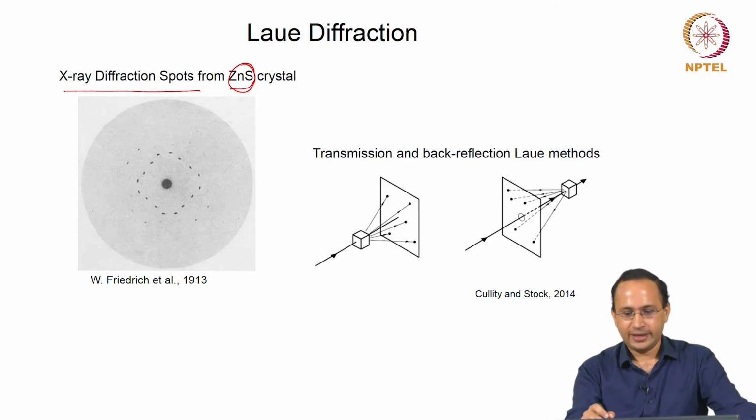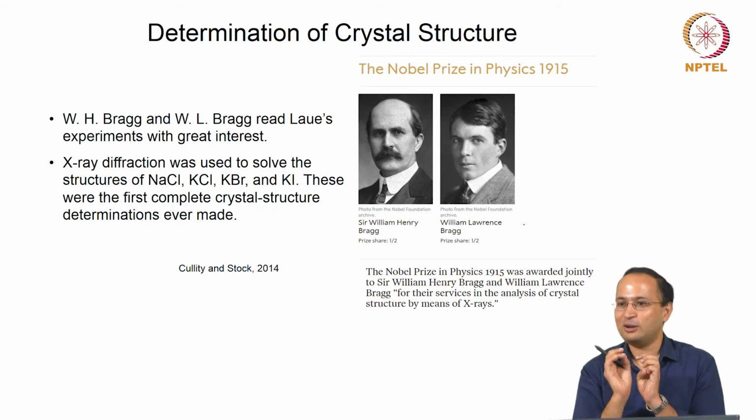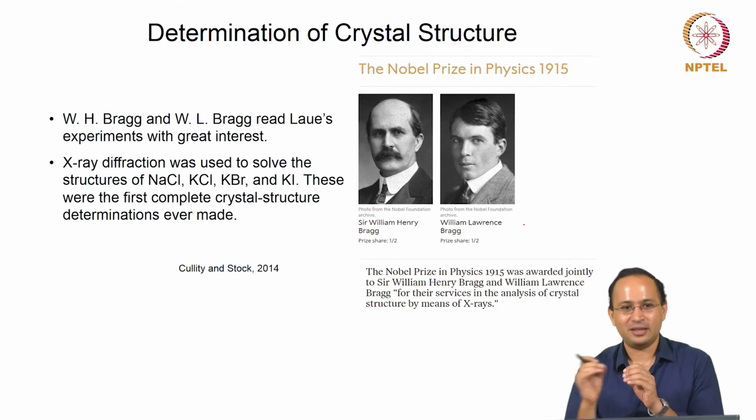Okay. Here are some transmission and back reflection Laue methods. You can see, you put crystals here, you will see these spots. Another way of looking at it is, you let the X-rays go through, and then when there is a reflection you see these spots. Now, we are not talking about the crystals per se, we only know that X-rays, when they interact with the crystal, give you this pattern.